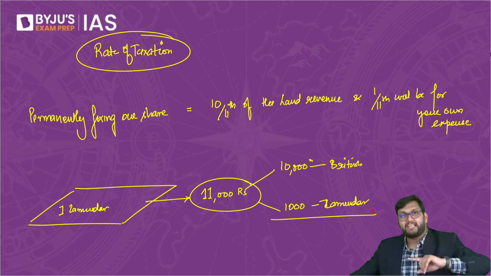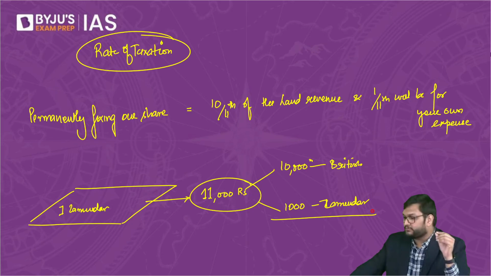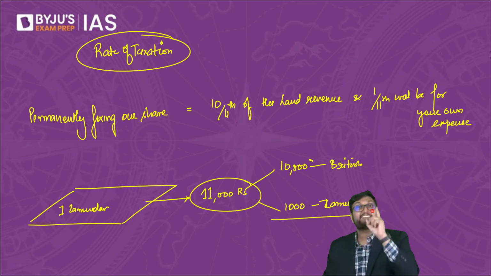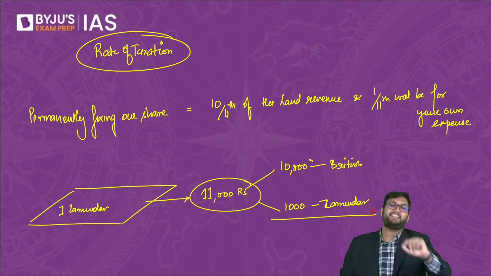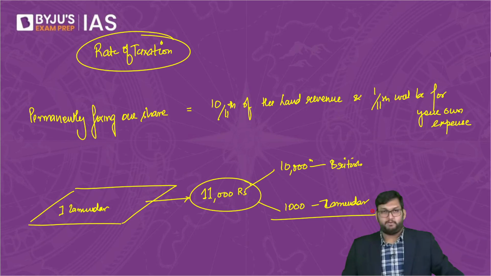By fixing it forever, what does the British get out of the system? You know the word. Certainty. They know that we will get 10,000 for sure.